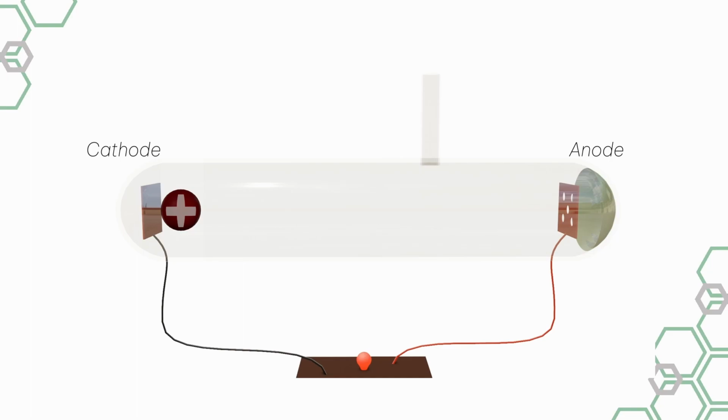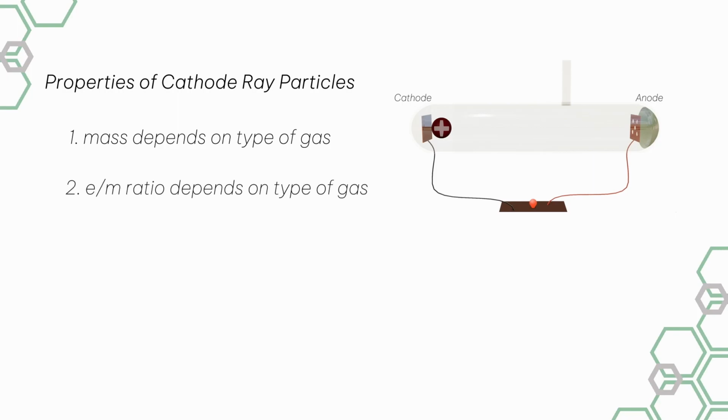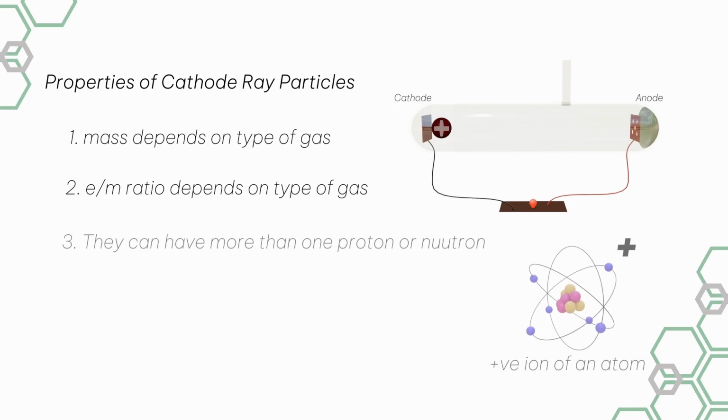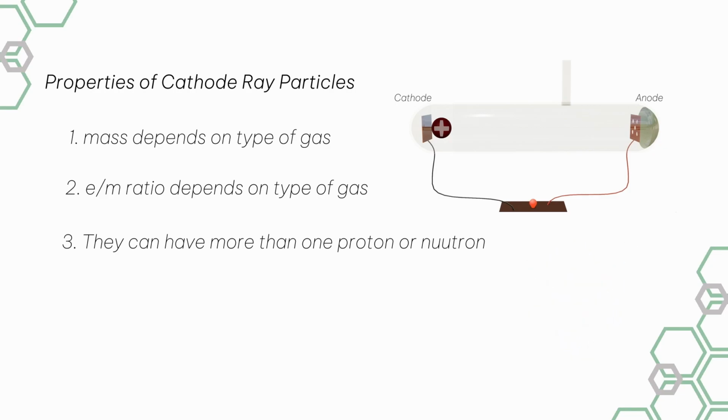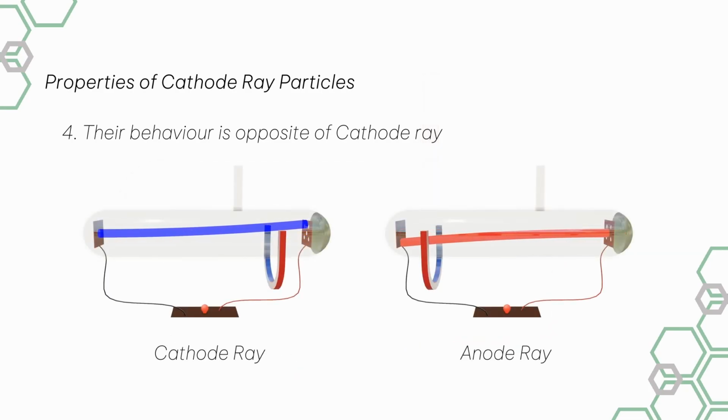These rays are also called canal rays or anode rays. Some of their characteristics are as follows. Their mass depends on the type of gas present inside the tube, because they are basically positively charged ions of the gas. Second, the ratio of their charge and mass also depends on the gas present inside the tube. Third, these particles can contain more than one electron, proton or neutron, as these are positively charged ions. Their behavior is exactly opposite to that of cathode rays, as they move from anode to cathode, and when electric and magnetic fields are applied, they move in the opposite direction of the cathode ray.